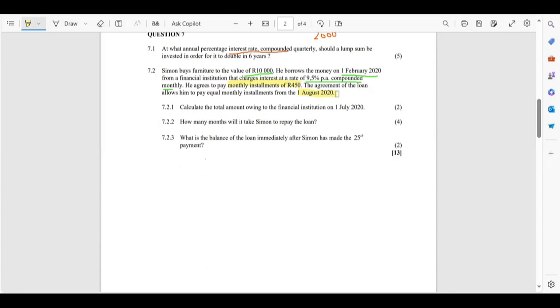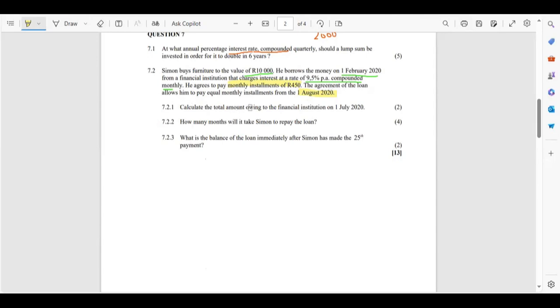Why? Because when you're getting a loan, the bank gives you that money you want now, and that money that you have borrowed would be what? Your present value. Now, in this case, Simon wanted to buy furniture of 10,000, and he went to the bank to borrow this money. The bank gave him the 10,000 now, hence this 10,000 would be your present value. Now, they said he would start paying on the 1st of August 2020. Remember he borrowed the money on 1 February, but he would only start paying on 1 August 2020. Between this period, the interest is still charged even though he's not paying. But let us look at what the question requires from us.